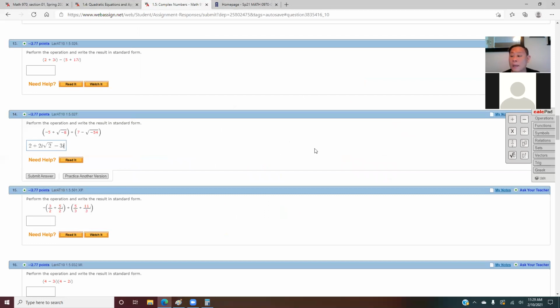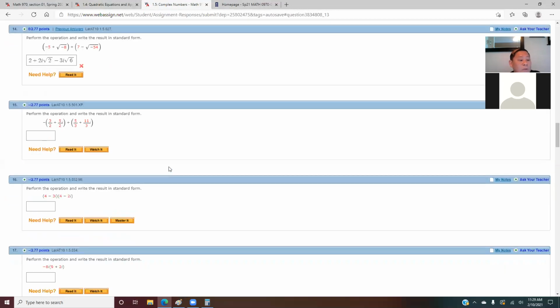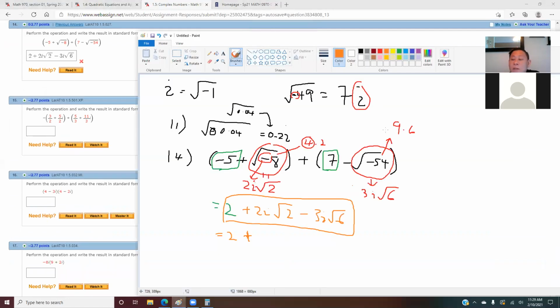And see if they accept this answer or not. If they don't accept it, you probably have to factor the i out. Okay, they don't accept the answer. So for me, if you type this in your final test tomorrow, or today if you do it, I will take it as correct. But here you need to factor the i out. So you will get i times 2 root 2 minus 3 root 6.